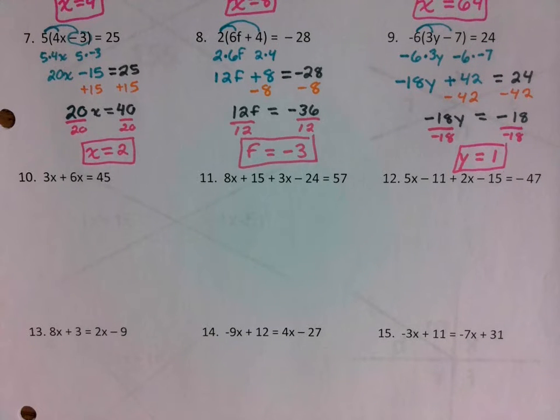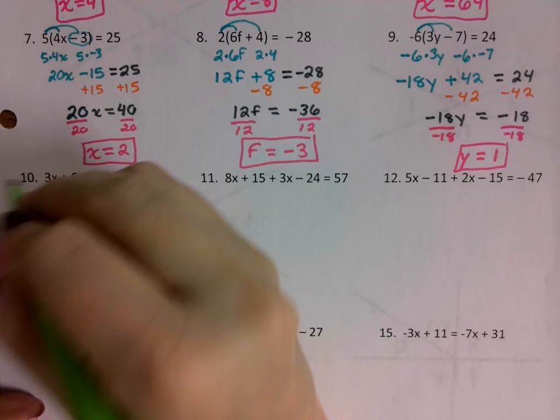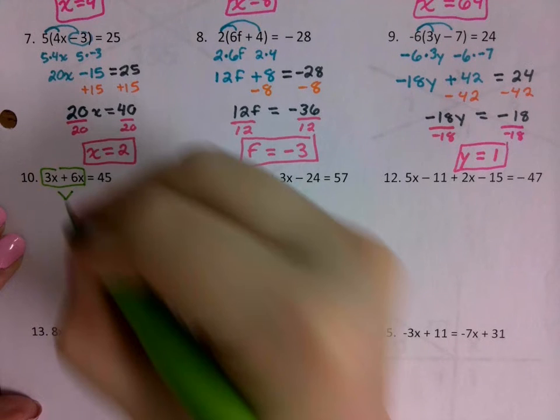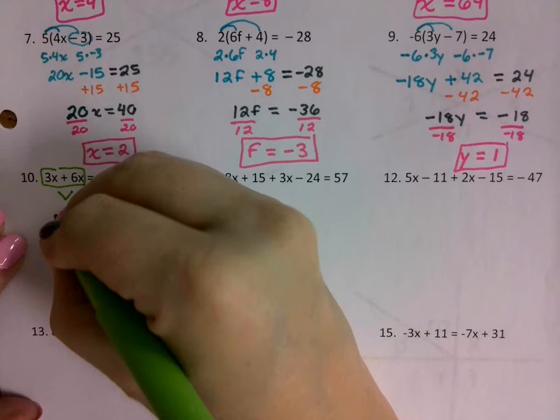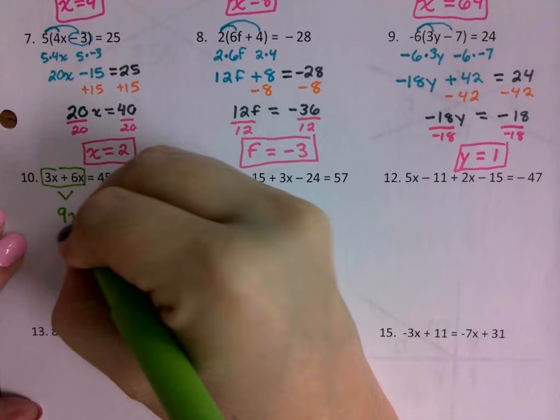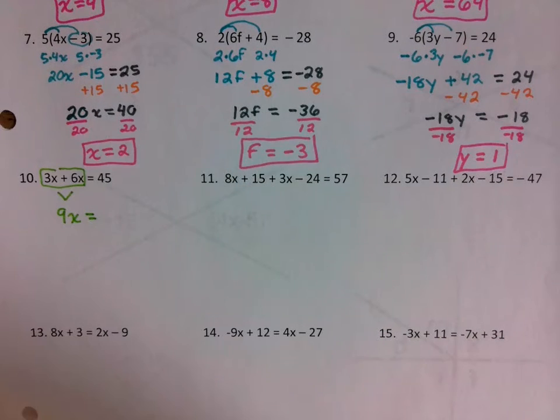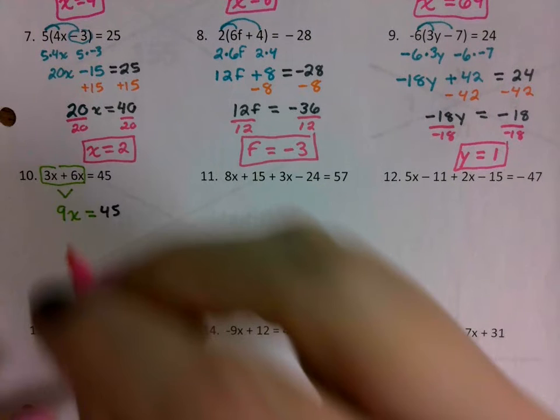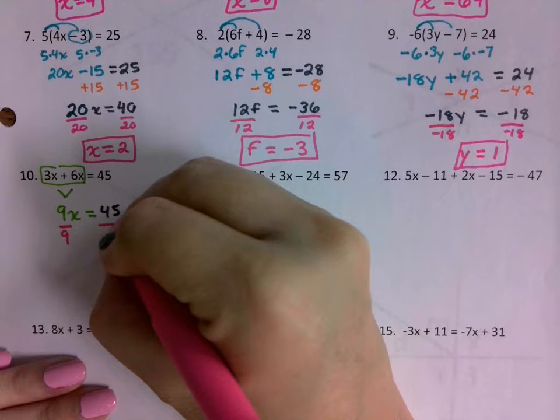So for a case like this, we would go ahead and combine the 3x and the 6x together. 3x combined with the 6x is going to give you 9x. So you have 9x is now equal to 45. You would then go ahead and divide both sides by 9, and you would get x is equal to 5. That's a simple one.